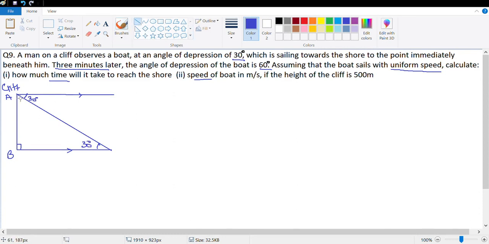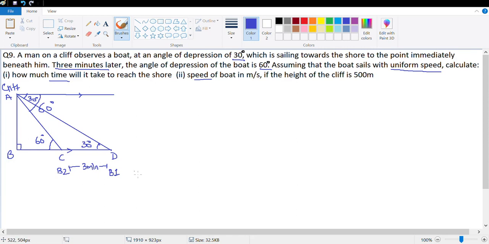Next, it is coming towards the cliff, and after some time he observes that the angle of depression is 60 degrees, which means the angle of elevation is also 60 degrees. Let's give this point the name C. This is point D. This is the boat's first position. This is the boat's second position. Perfect. And the difference between C and D is the time taken, which is 3 minutes.